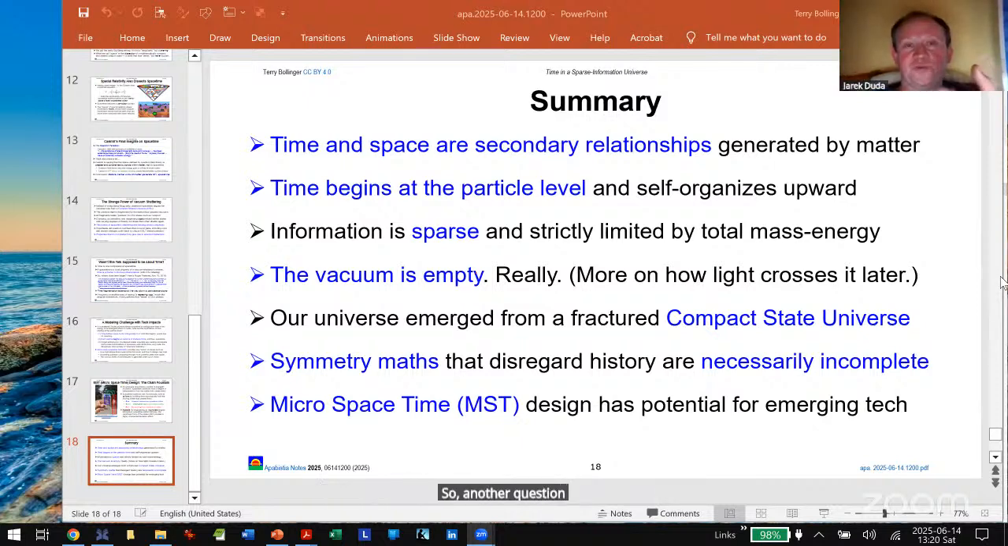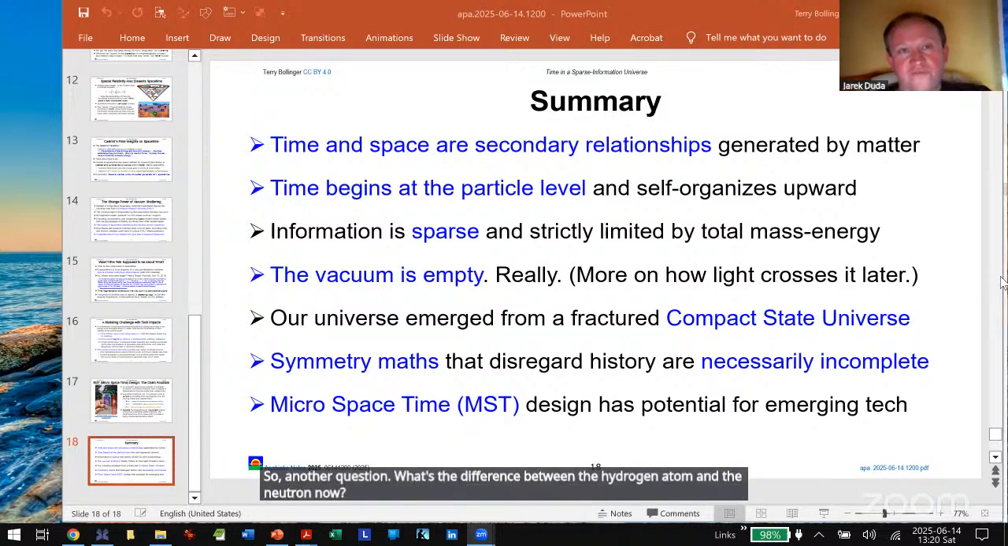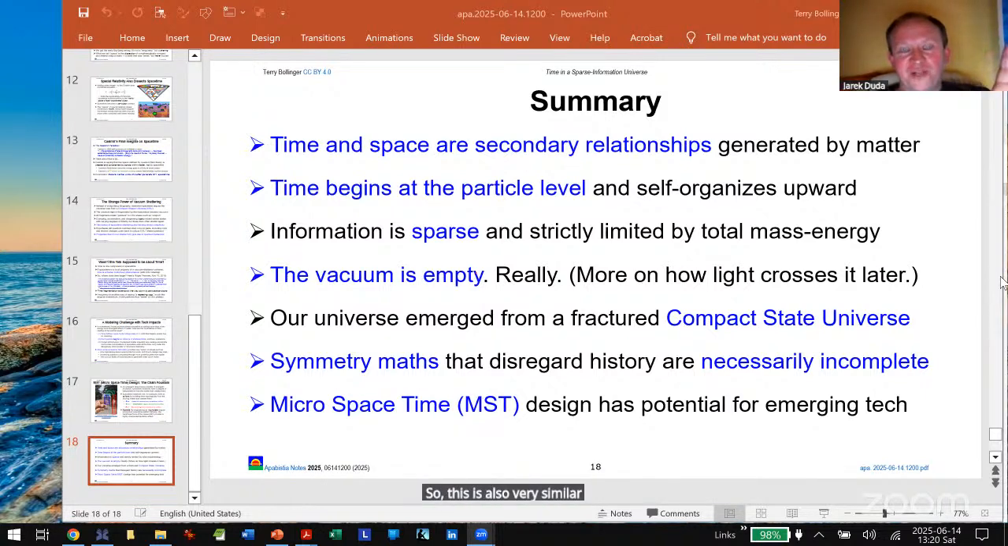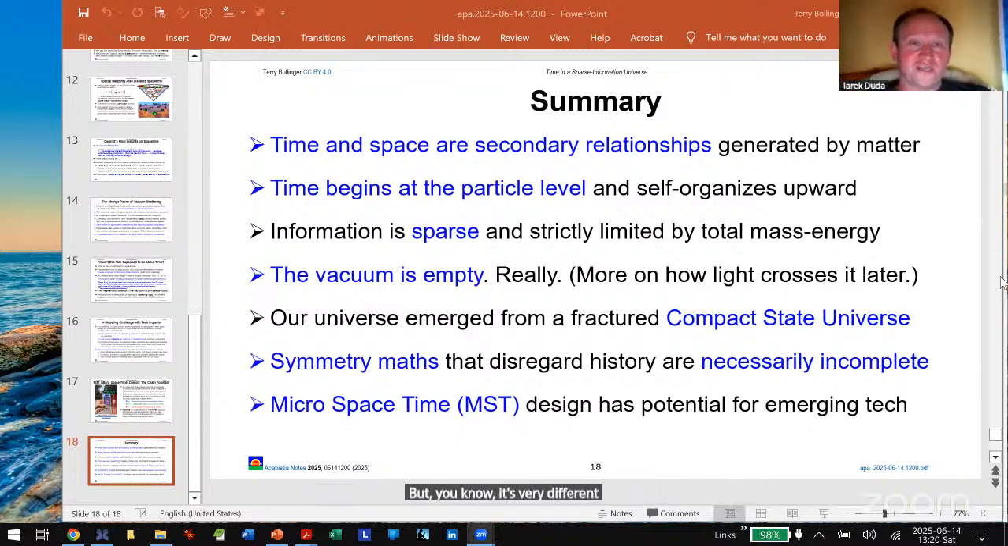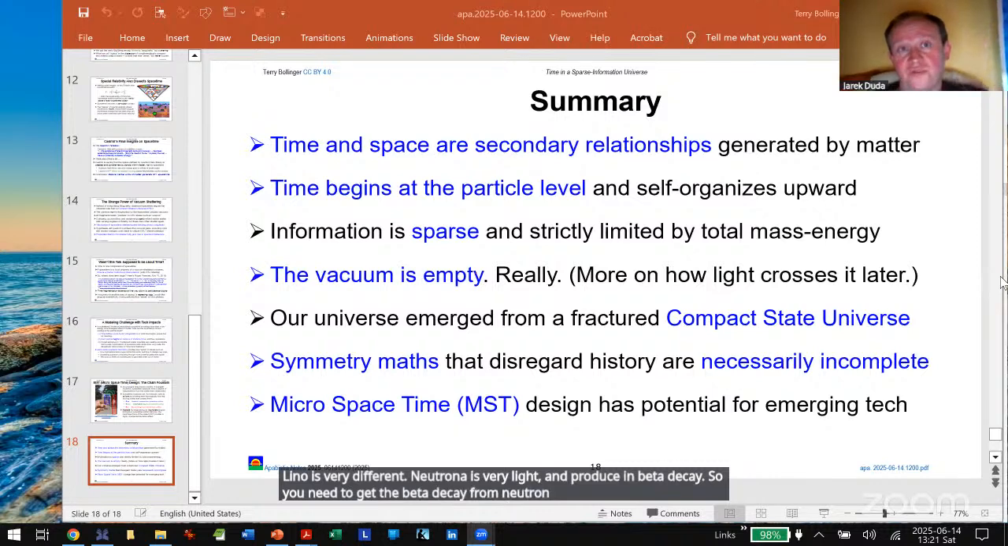So that brings another question. What is the difference between the hydrogen atom and the neutron now? This is also very similar. Some people try to model the neutron as a tiny hydrogen, but you know where I'm going to go with that. I mean, neutron, neutrino, electron, positron, it's very different. The neutron is very light and produces beta decay. So you need to get the beta decay from neutron to proton, producing a neutrino.